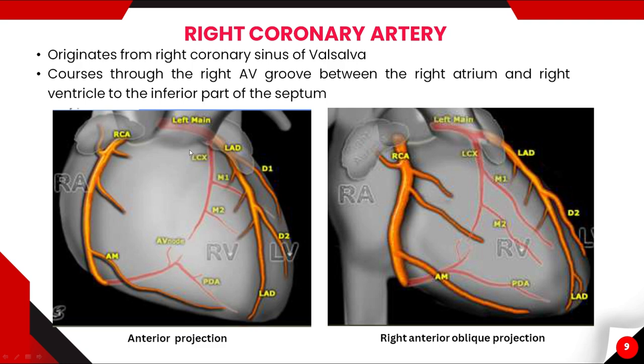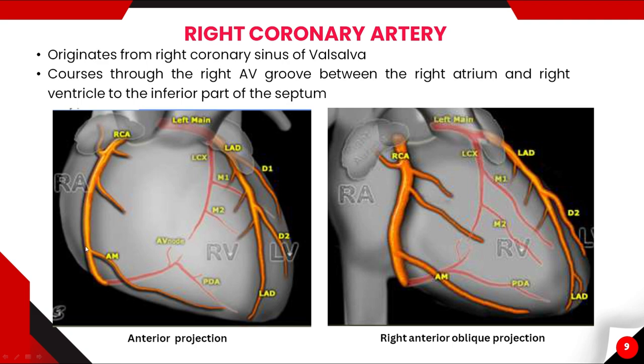The right coronary artery arises from the right coronary sinus of Valsalva. This is the anterior projection of the heart, and this is the right anterior oblique projection showing right coronary artery and its branches. It traverses between the right atrium and the right ventricle through the right atrioventricular groove, and it gives a branch with an acute angle called acute marginal branch, which supplies the free margin of the right ventricle.